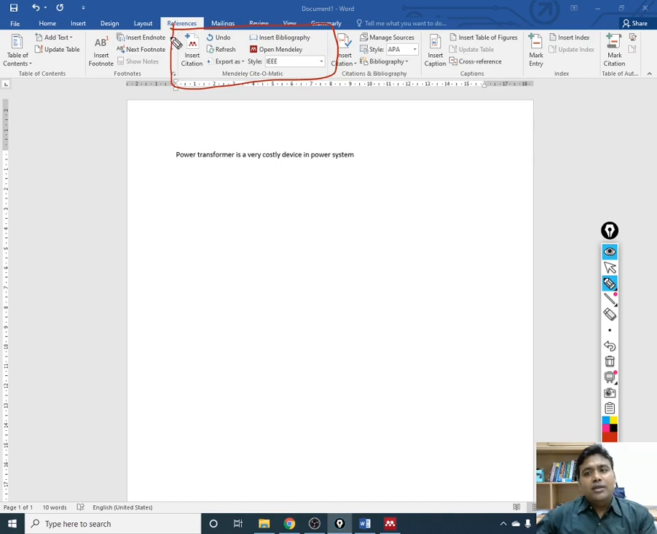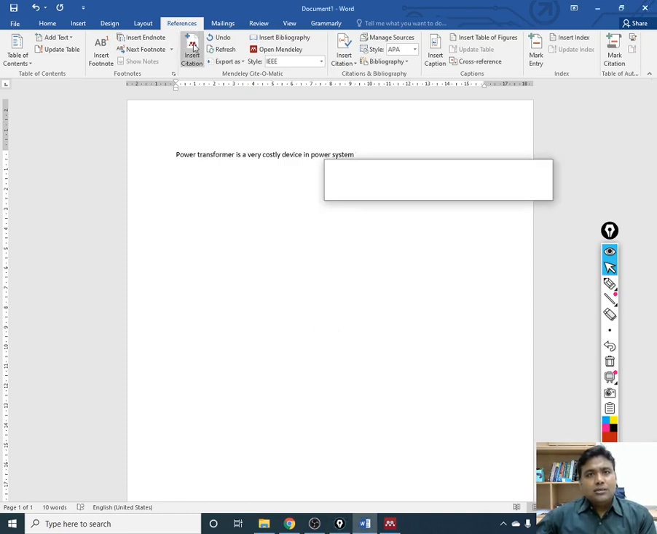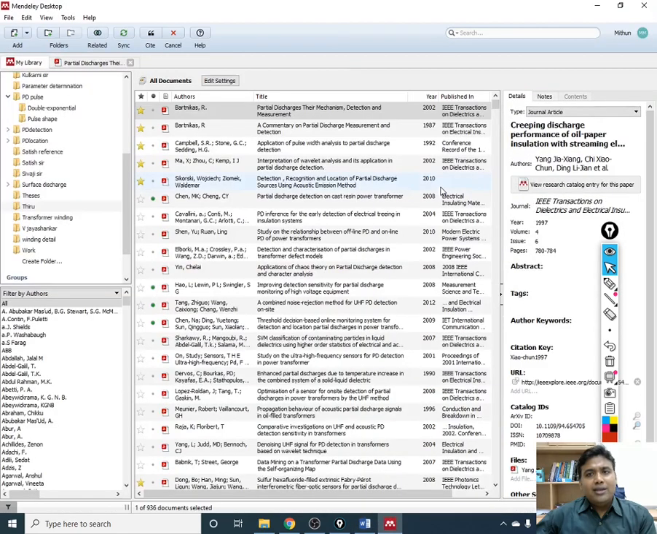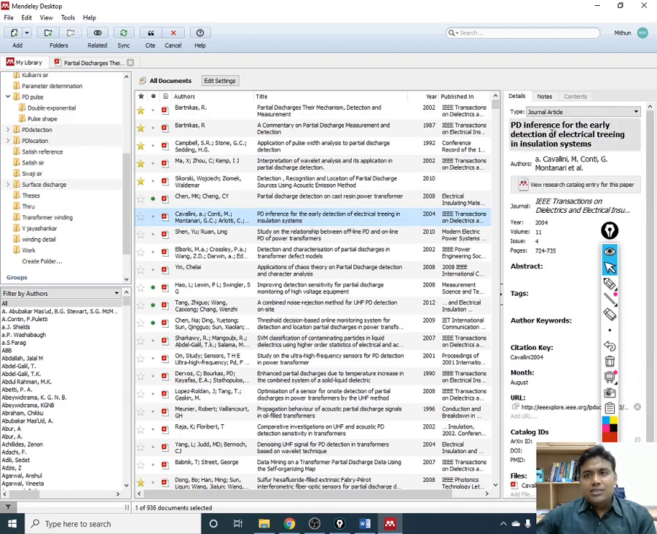Okay, this is the plugin for Mendeley. If you want to cite this work, go to insert citation. Once you go to insert citation, a new window will come for Mendeley. Then you go to Mendeley, and whatever paper you want to cite, suppose I want to cite this paper, you see the name of the paper: PD inference for the early detection of early electrical ring in insulation system.